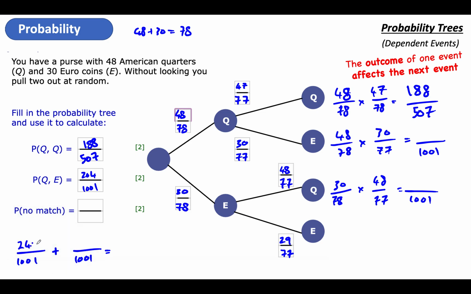So 240, 240. So 480 over 1001. And let's just correct these. 240. I just misread my calculator. So 480 over 1001 or equivalent is fine. Okay, it's all about reading those questions.